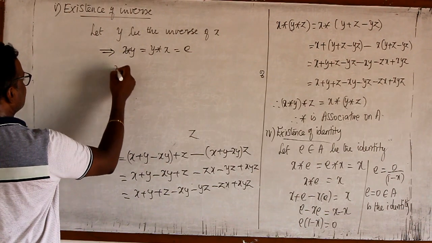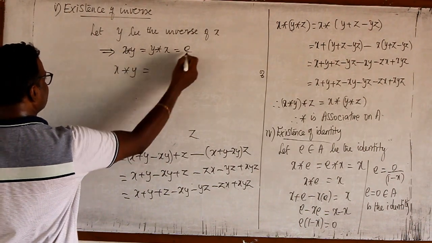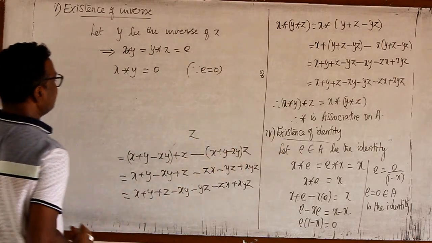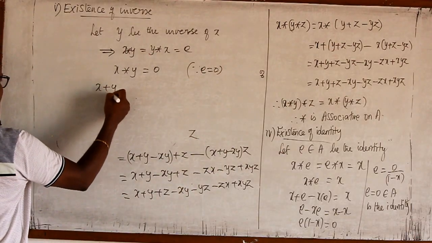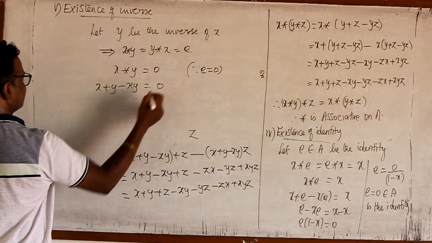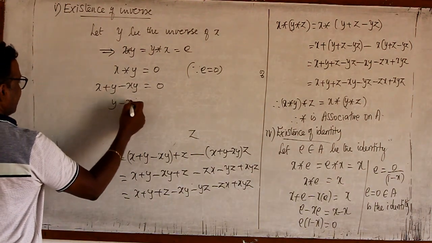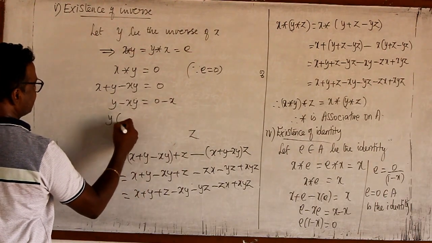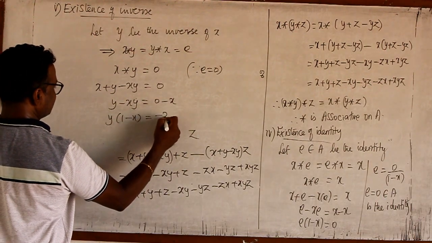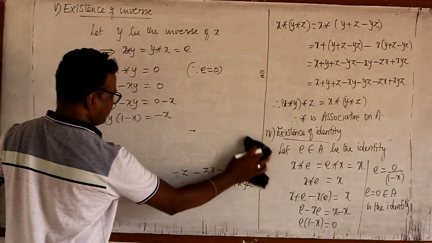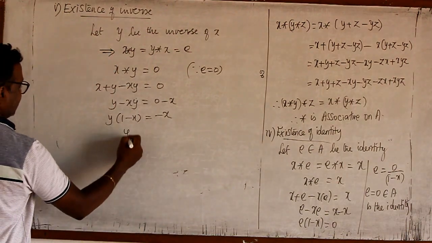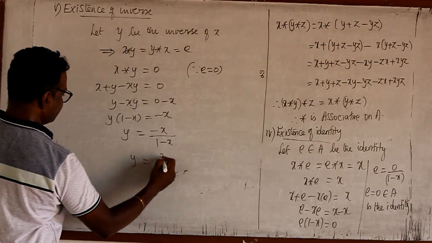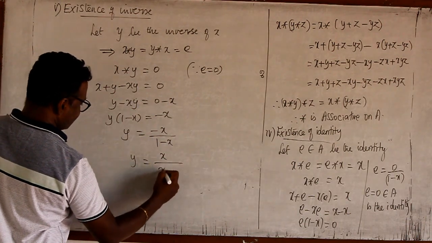Now take x star y. The identity is 0 since e equals 0, as we just found. It is x plus y minus xy equals 0. We have to find out the value of y. So it is 0 minus x. Here y is common: y times (1 minus x) equals minus x. Therefore y equals minus x by 1 minus x. If I remove the minus, it is x by x minus 1.